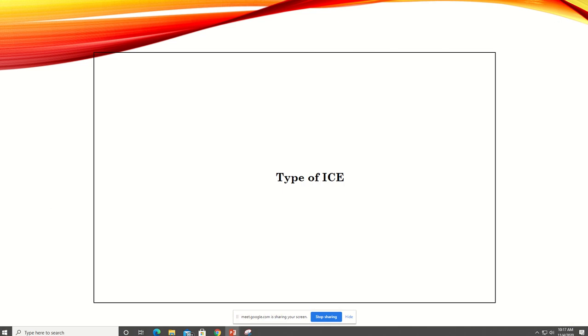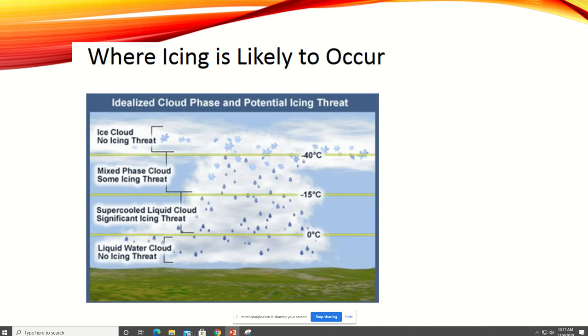So, before we start our ice protection, this is a revision of the types of ice. I think you have learned this in a previous semester. When or where is ice likely to occur? You see, this green area is your ground. As you go to very high altitude, you can see the temperature will drop.